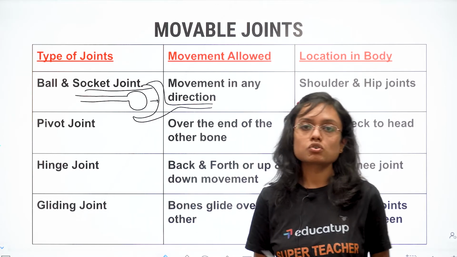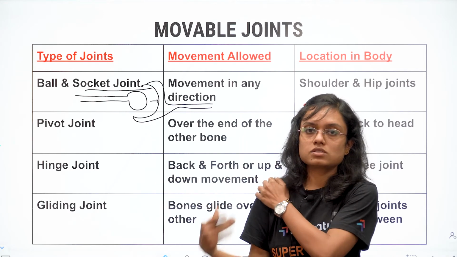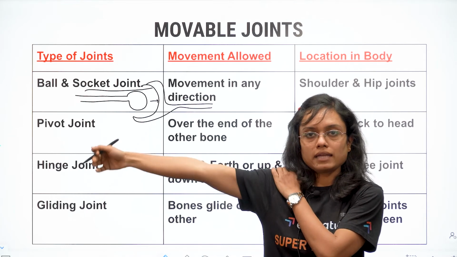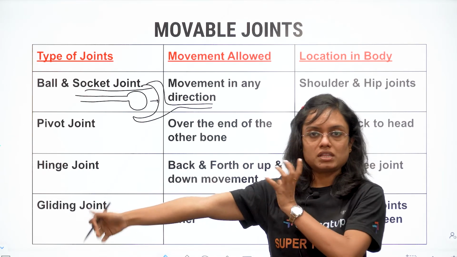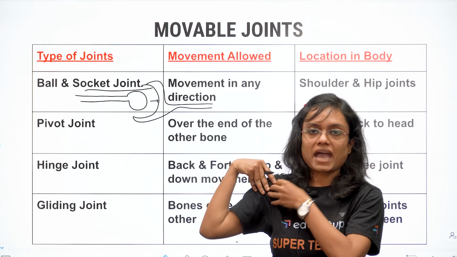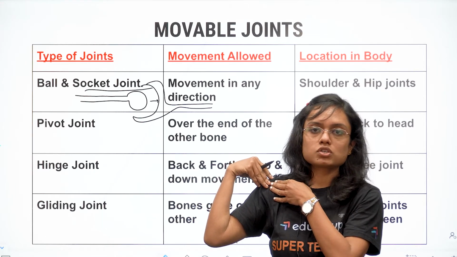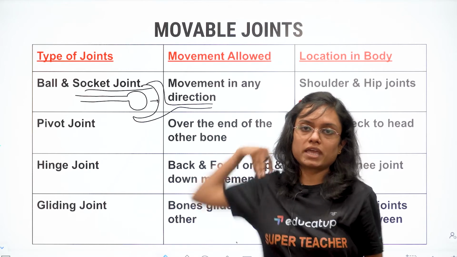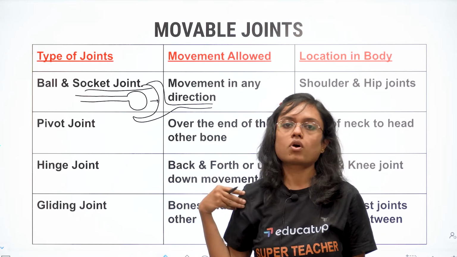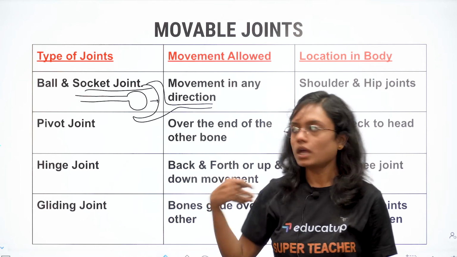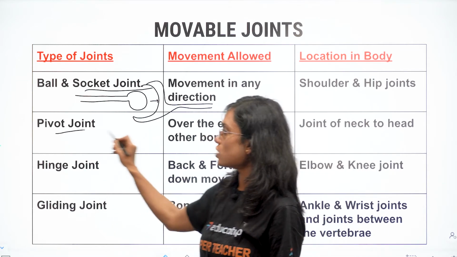So in the case of the shoulder joint, this is your shoulder joint. The hand has the ball-like bone and the shoulder has a cavity. So this ball-like portion of the hand is fixed in the cavity of the shoulder, and it can move like this in all directions. You can see. So this is a ball and socket joint. All right. Now the next is the pivot joint.